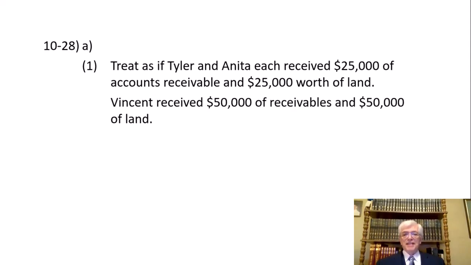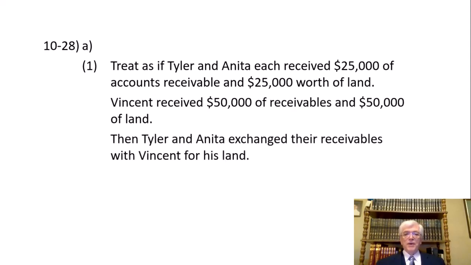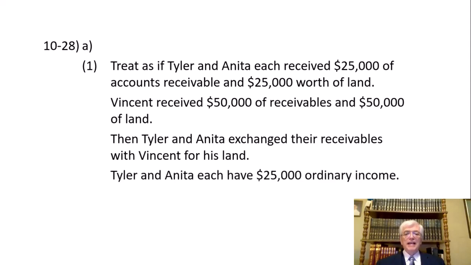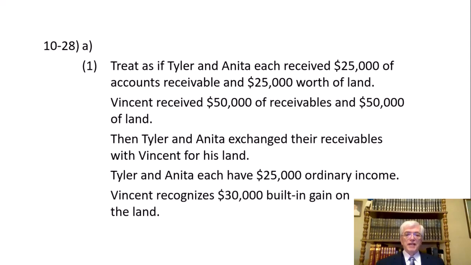What he actually got was $100,000 of receivables. So we're going to pretend that he received that land and then swapped it with Tyler and Anita for their receivable. So Tyler and Anita gave up their receivables to Vincent for his land. Tyler and Anita each have $25,000 of ordinary income from the swap, the pretend swap of their receivables for the land. Vincent now has a basis in those receivables of $50,000.